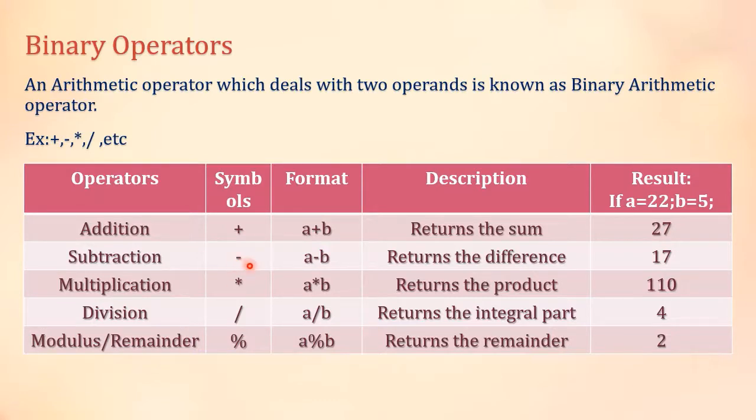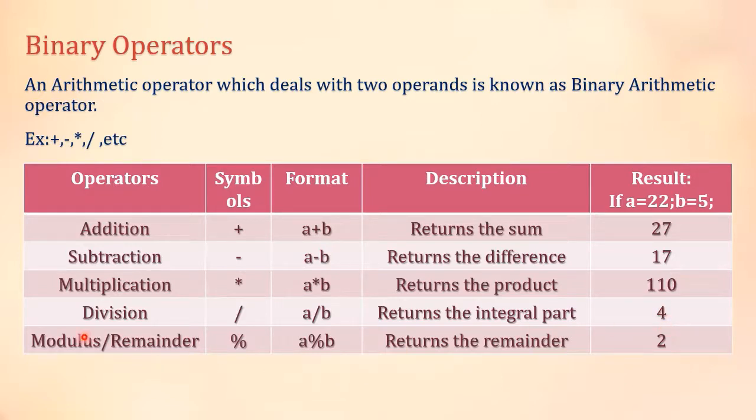Here minus is for subtraction. We can write like this, a minus b, and it returns the difference. Asterisk is for multiplication. The division symbol is the forward slash. We have to write like this, a forward slash b. It returns the integral part. See here, a is equal to 22, b is equal to 5. When 22 is divided by 5, how much will we get as the quotient? Here 22 and 5 are both integer numbers. So 22 by 5 is 5 fours 20. It will not give any decimal places. So 4 is our answer here.